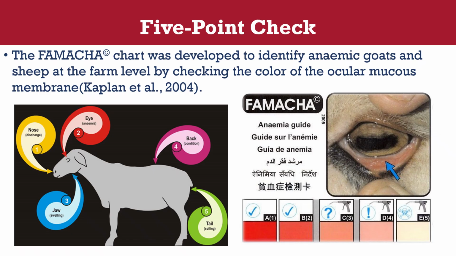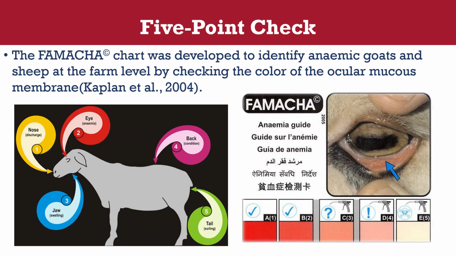We normally use the FAMACHA card, which was developed in South Africa to identify anemic goats. As you can see from the chart, it normally goes in a range of 1 to 5. Normally 4 and 5 would identify the goat as anemic.